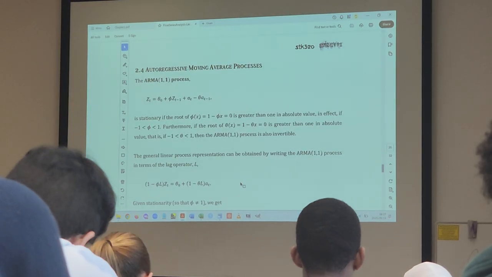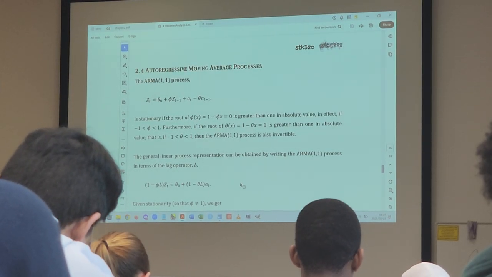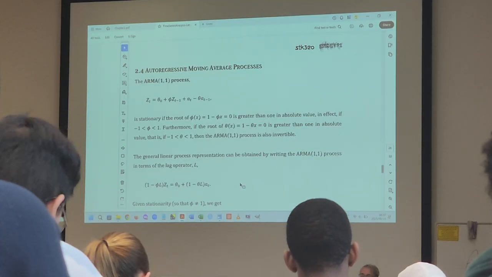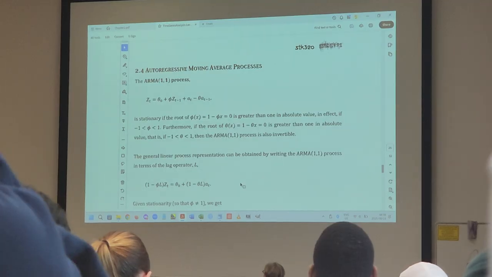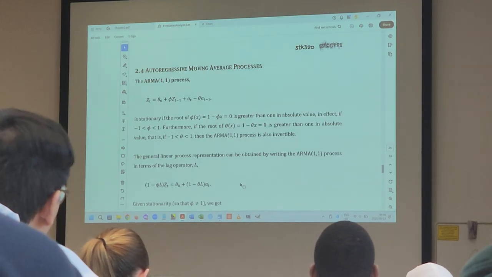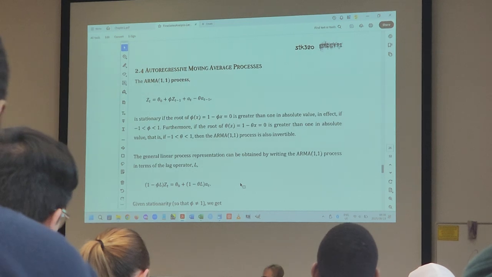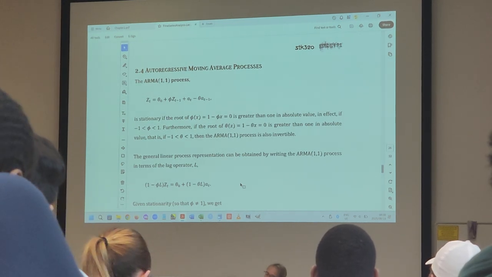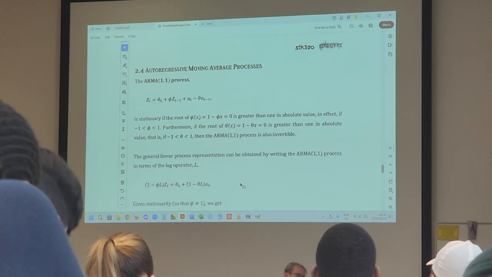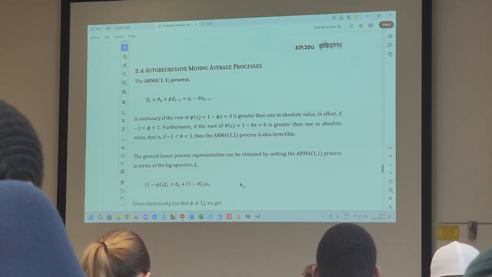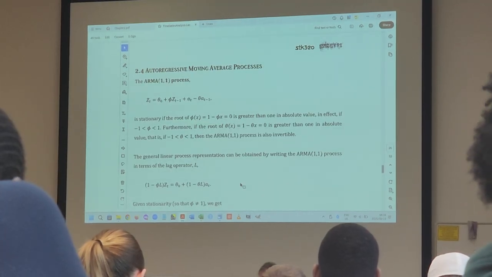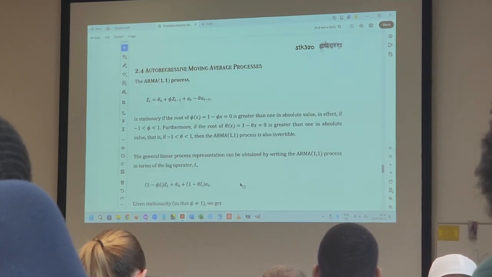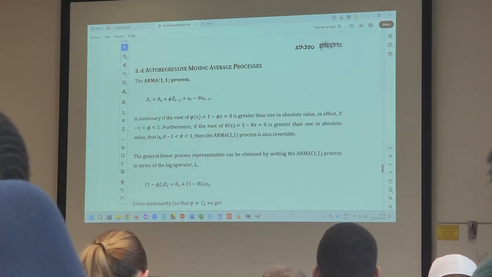The ARMA 1-1 model now has the lag 1 autoregressive term, Z_{t-1}, and then a lag 1 white noise term. By using that lag white noise term, which is one extra parameter theta, you avoid having to work with an AR3 or an AR4 or an AR5, the higher order models. So it is still a model with few parameters to work with, but it gives us more flexibility.